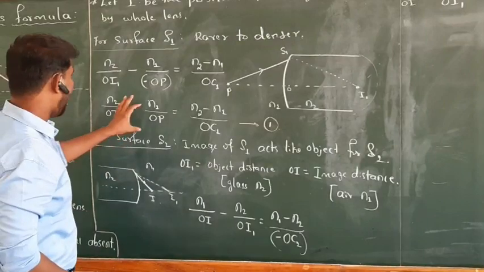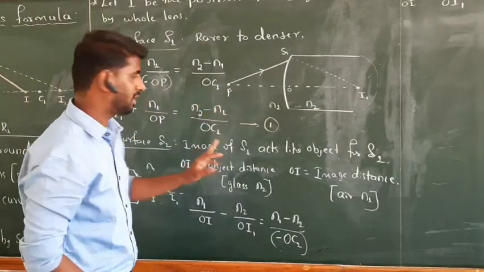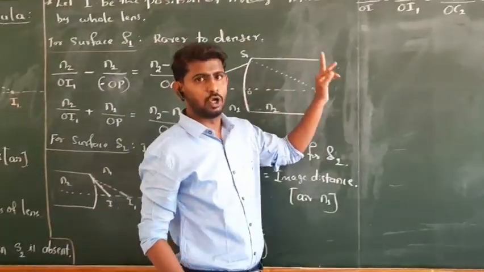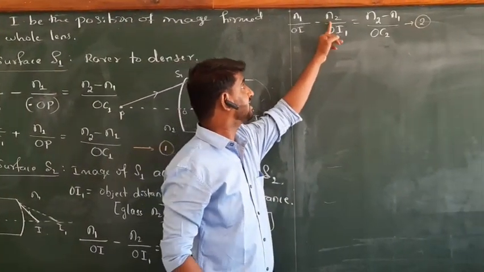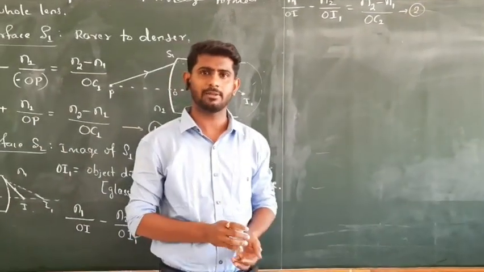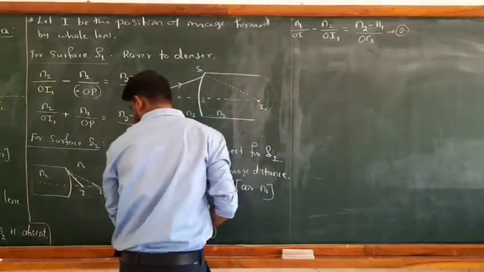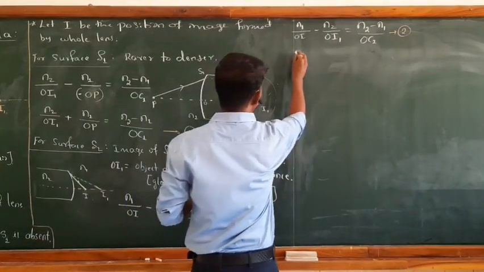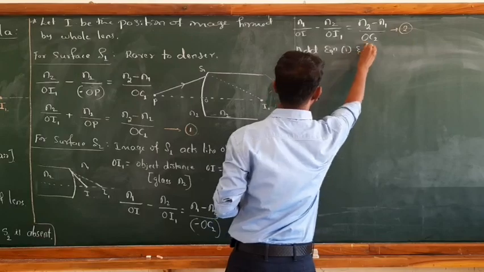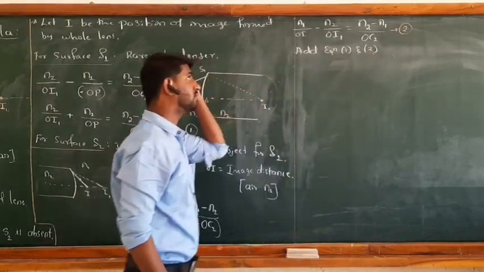So I add equation 1 and equation 2. In equation 1 we have n2 by OI1, and in equation 2 we have minus n2 by OI1. So now if I add these two equations, they will cancel. Okay, so I will write: add equation 1 and 2.